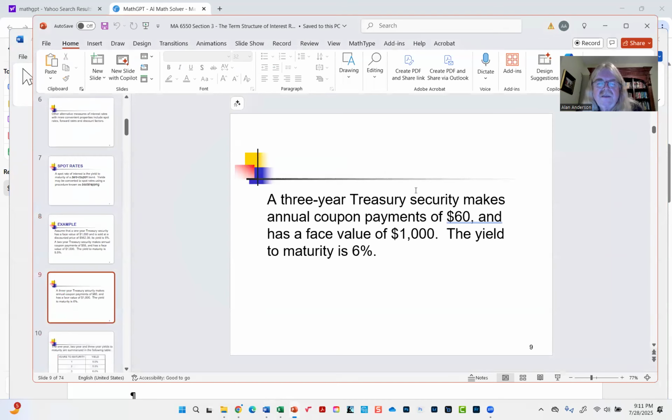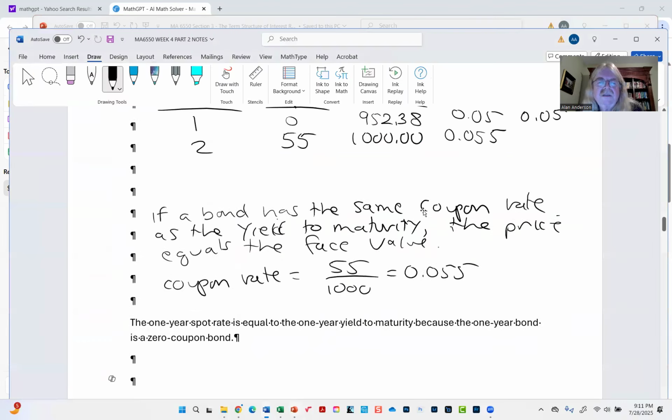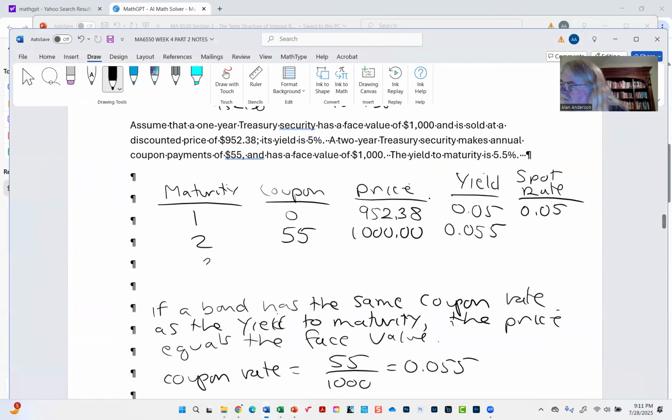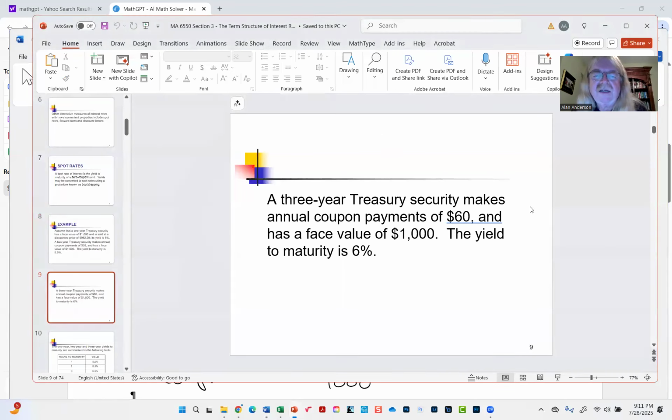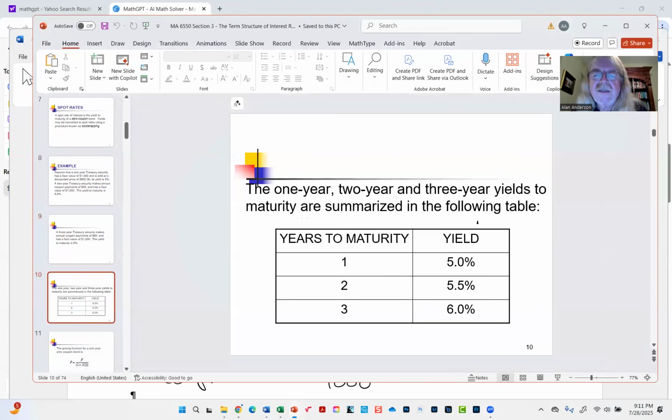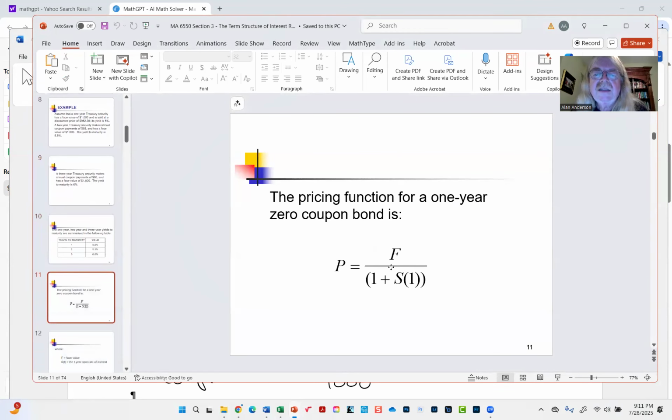All right, here it is. Oh, whoops, I missed this one. There's a 3 year, 6% instead of 5.5. All right, there it is. Okay, great. Here we go.